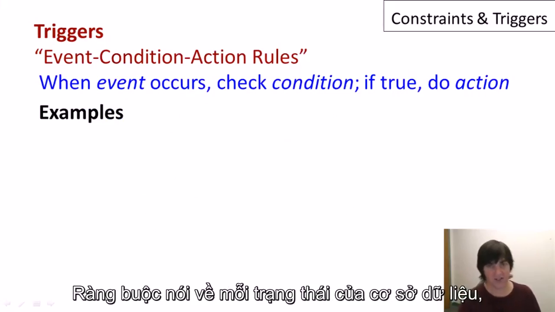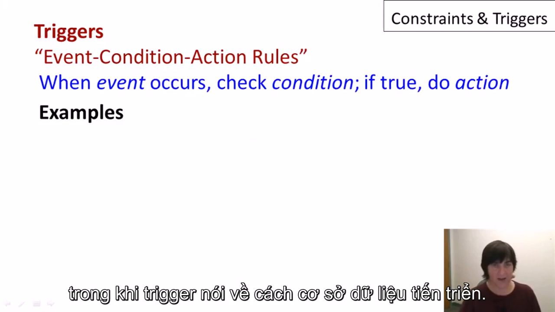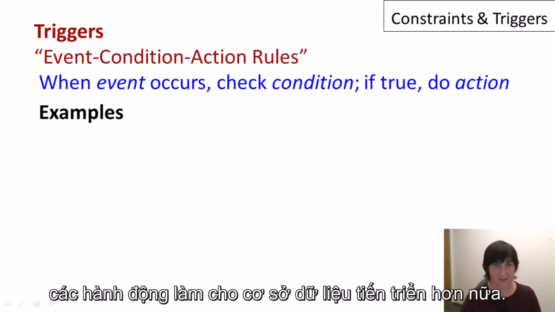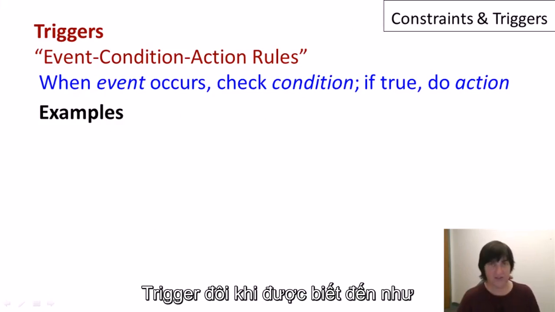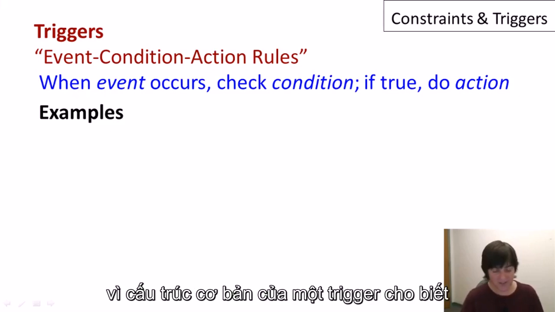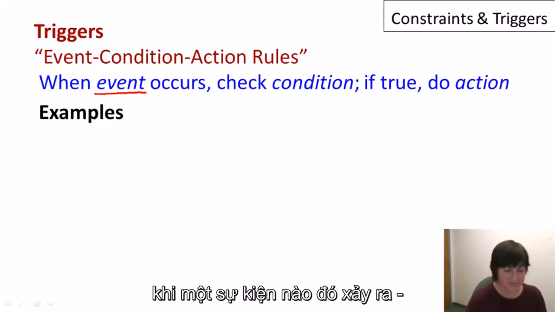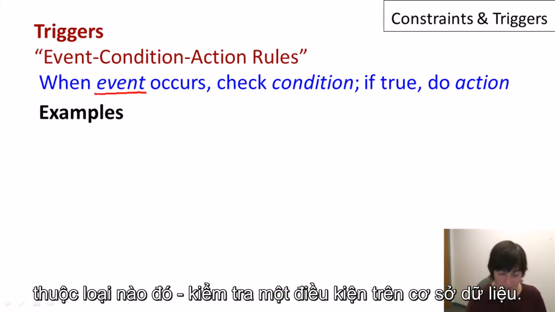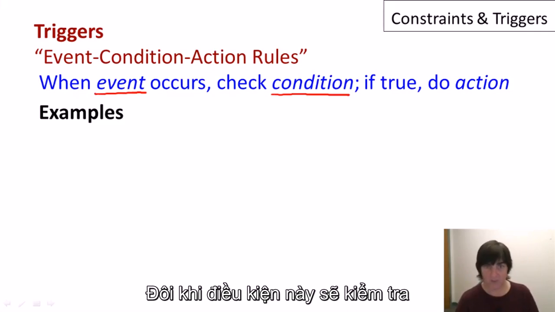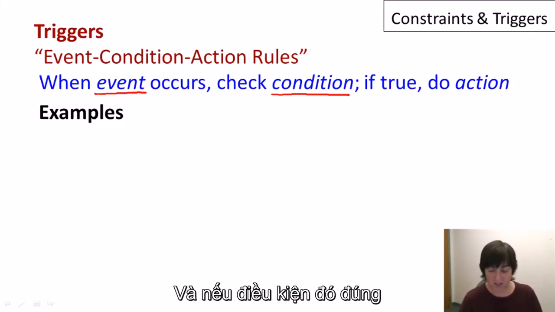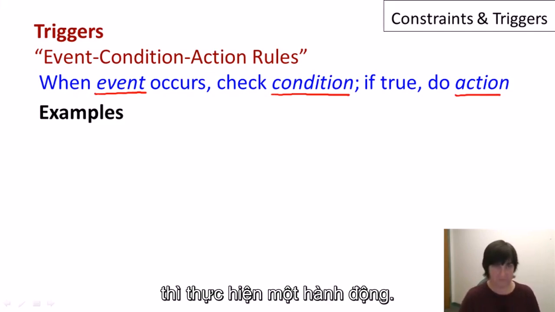Constraints talk about each state of the database, where triggers talk about how the database evolves. And they can, in fact, themselves trigger actions that cause the database to further evolve. Triggers are sometimes known as event condition action rules because the basic structure of a trigger says when some event occurs, and that's typically a modification to the database of some type, check a condition over the database. Sometimes this condition will be checking the violation of a constraint, but it can be more general than that. And if the condition is true, then perform an action.